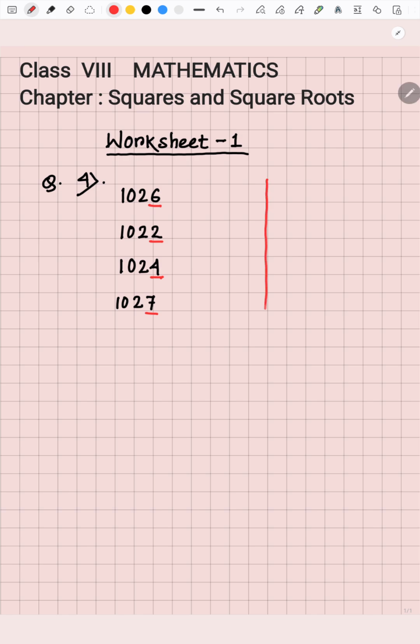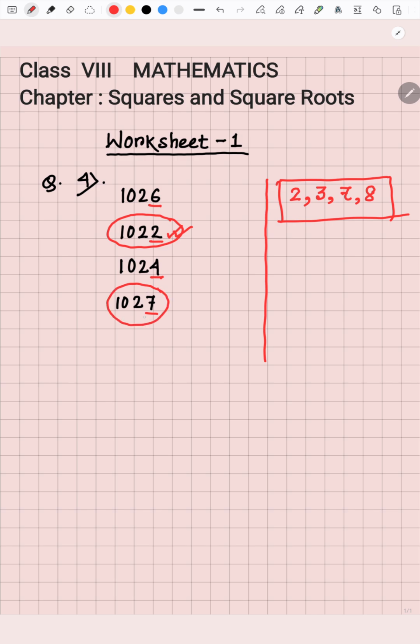Now I told you that if the ones place number is either 2 or 3 or 7 or 8, then the number cannot be a perfect square. So see here, this ones place is 2, so this number can never be a perfect square. And here you see 7 is in the ones place, so this number can never be a perfect square.